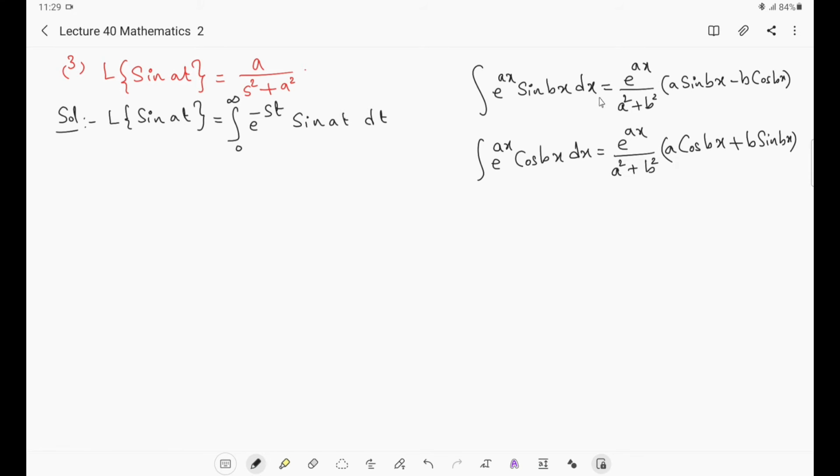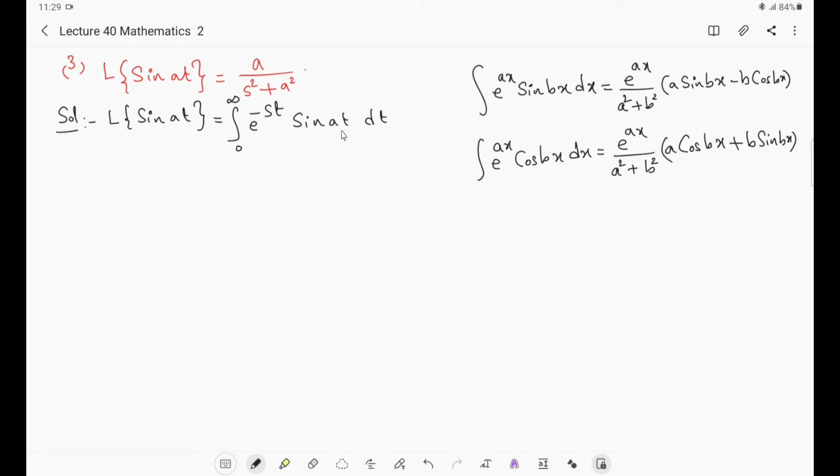Actually, for solving this problem we need only this formula. I am writing this formula because I am going to give you one problem as homework, in which we will be using this formula also. This formula says that the value of the integral of e^(ax) cos bx dx is e^(ax)/(a² + b²) times (a cos bx + b sin bx).